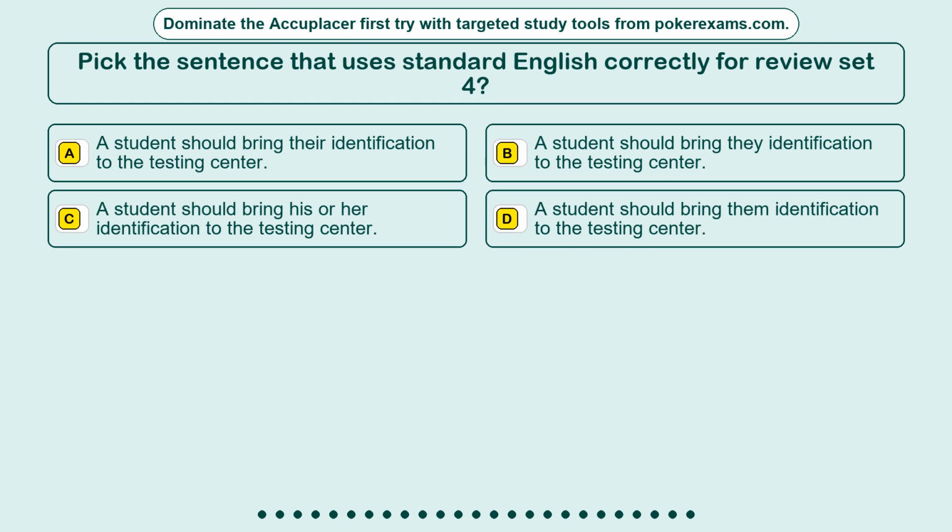Question 20. Pick the sentence that uses standard English correctly for review set 4. Option A. A student should bring their identification to the testing center. Option B. A student should bring the identification to the testing center. Option C. A student should bring his or her identification to the testing center. Option D. A student should bring them identification to the testing center.